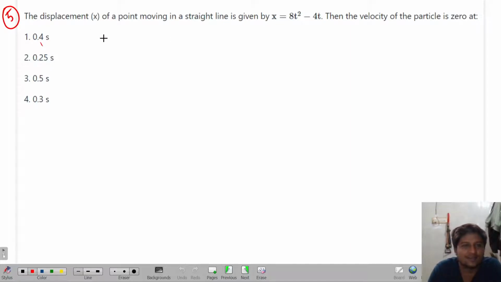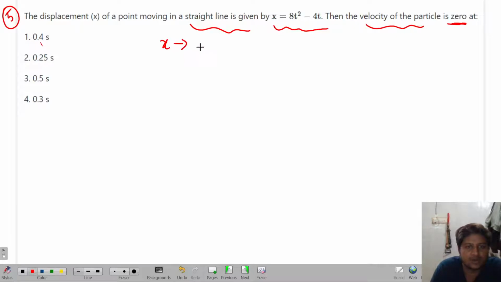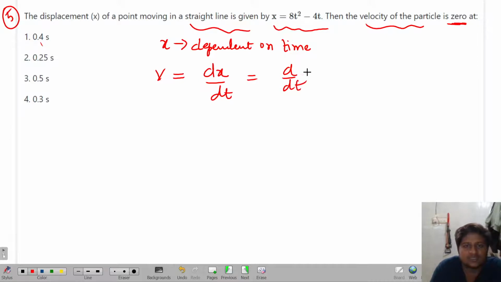Look over here. The displacement of a particle moving in a straight line is given by x equals 8t square minus 4t. The velocity of the particle is 0 at what time? If x is dependent on time like this, what will be the velocity equation? Velocity is nothing but dx by dt, simple. So d by dt of x, that is 8t square minus 4t.